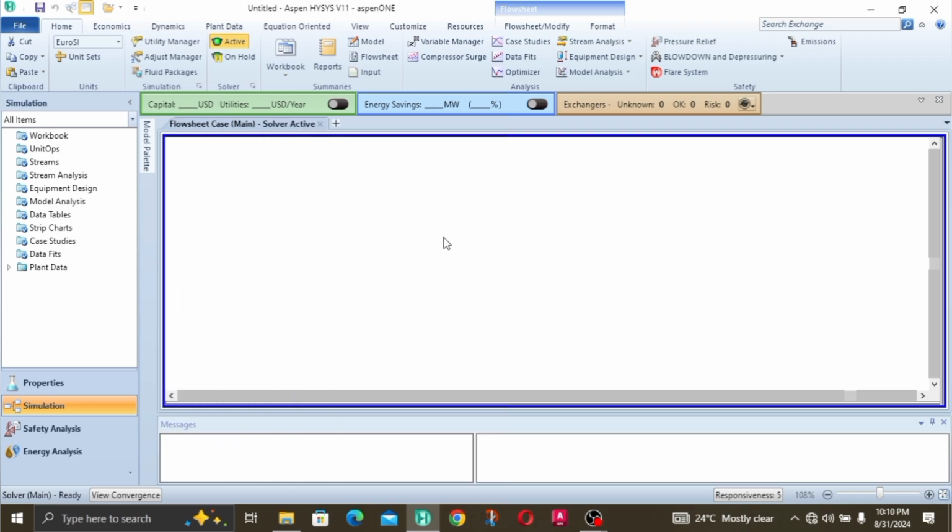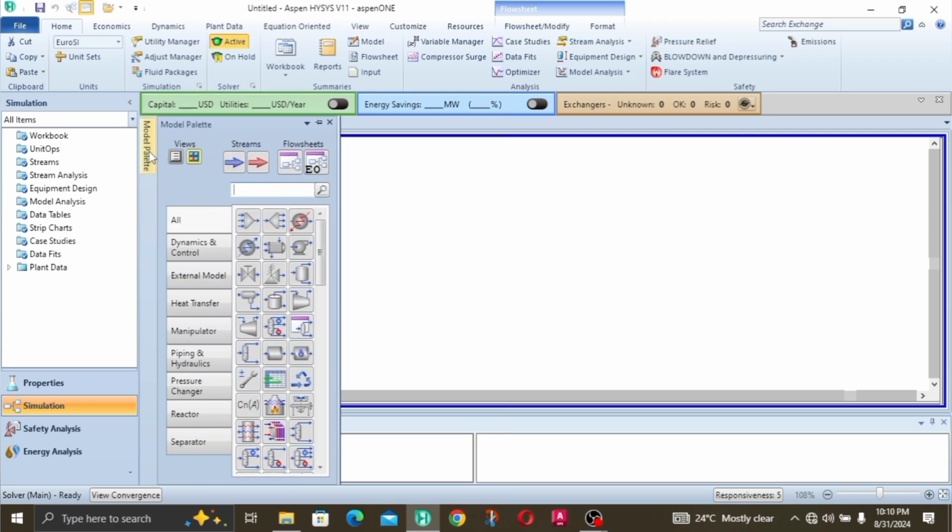And click on this pin, and that's it. If you want it to pop up, you click on the model palette. So for us to start our simulation, we do need to create streams.